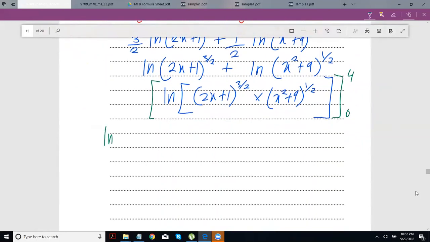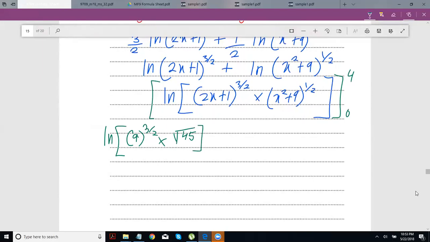Now I put in ln. Let's just use a better bracket. I put in ln 4. What's 4? 2 into 4 is 8. 8 plus 1 is 9. That is 9 to the power 3 upon 2 into 4 square is 36. 36 plus 9, I believe, is 45. So you want root of 45, right? Yeah. Okay, so you have this.